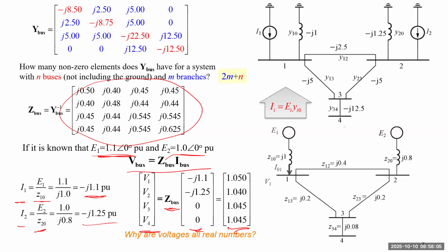Because E1 and E2 have zero angle, and also the system has no load. I haven't given it any load. So even when we solve this system, it represents a system without any load. That's why all the voltages will be at the same angle. If the angle difference is zero, there's really no real power flowing on any line. But this is a pretty special case.